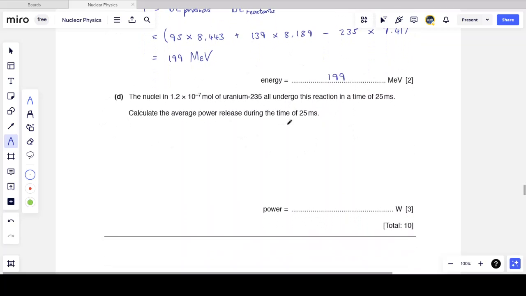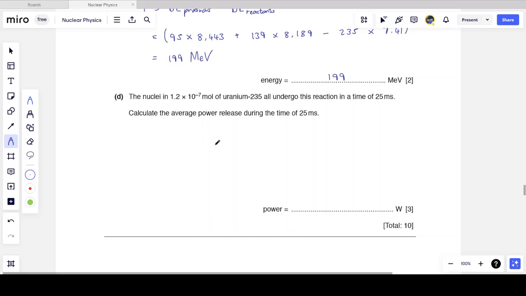And this next question actually shows us this. We are told that the nuclei in 1.2 times 10 to the minus 7 moles of uranium-235 all undergo this reaction in a time of 25 milliseconds. And we want to find the average power released during the time of 25 milliseconds.